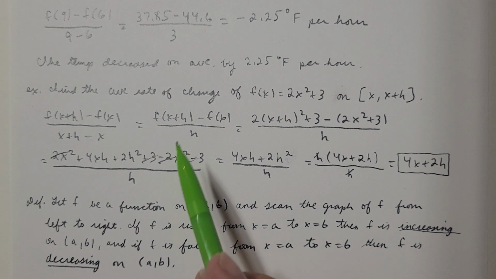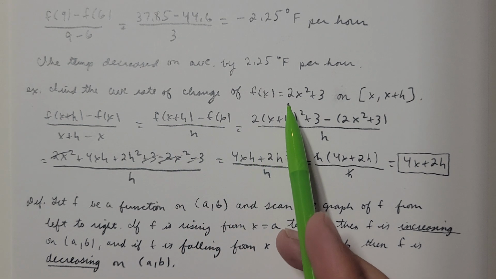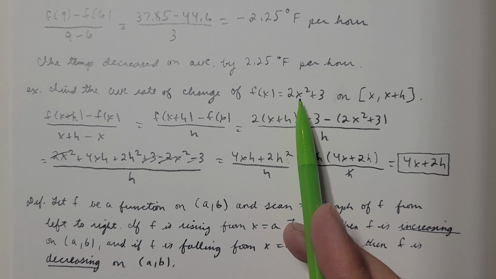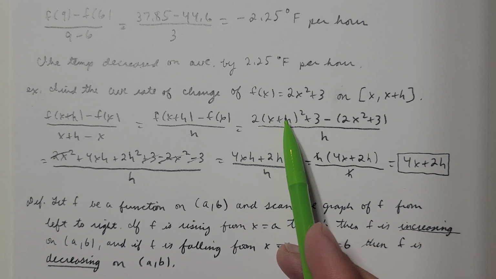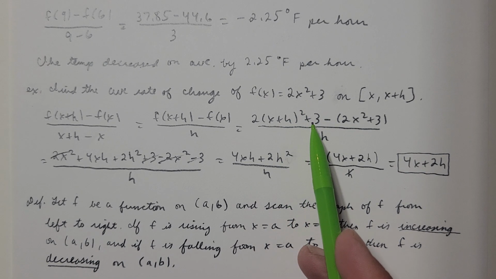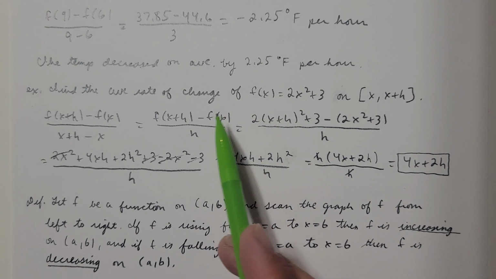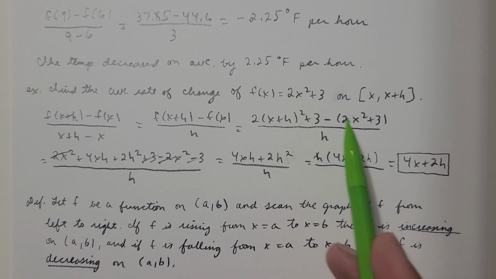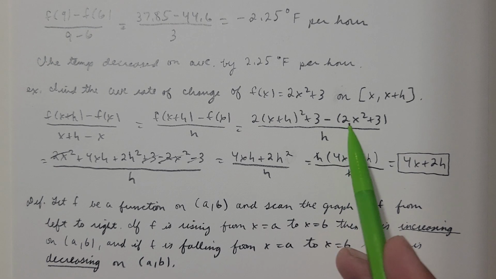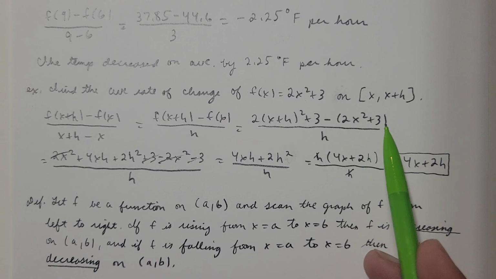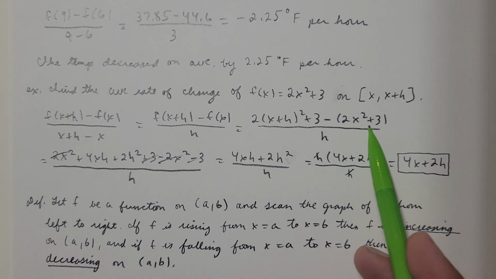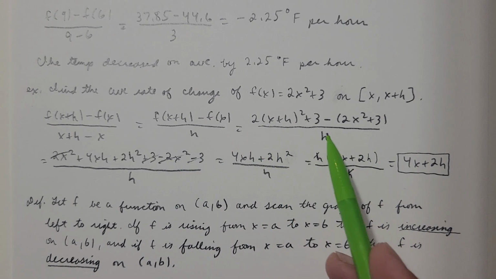So f of x plus h means that wherever I see an x in f, there's only one x showing, I need to replace that with x plus h. So I got 2 times x plus h squared plus 3. Minus f of x is 2x squared plus 3. And I'm subtracting the whole thing, so I want to make sure that there's parentheses around that. I'll need to distribute the negative sign into the terms on the next line. Okay, and this is all over h.